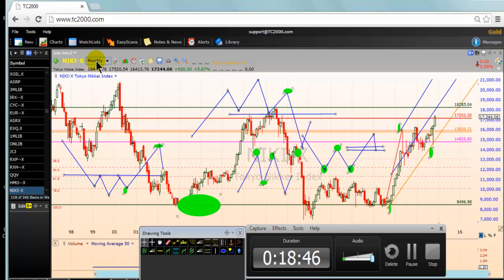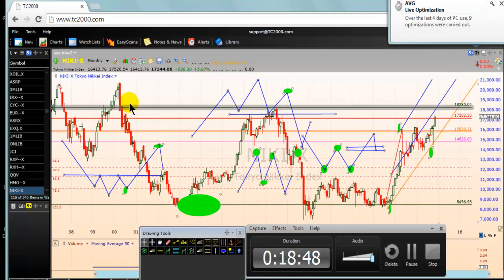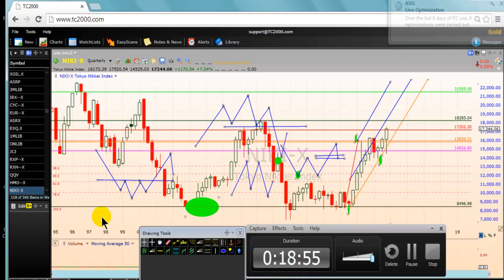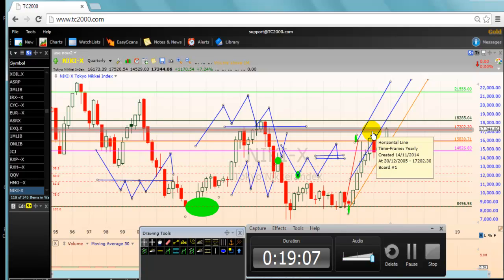I'm looking at the Nikkei 225, okay, and I'm on the monthly chart. But if I switch my time frame now to the quarterly chart, all right, you can see that we have a double bottom here. You see here, this is a double. You see, price went down, price went up, pulled back, and the price went up, okay. And then the price pulled back, okay?